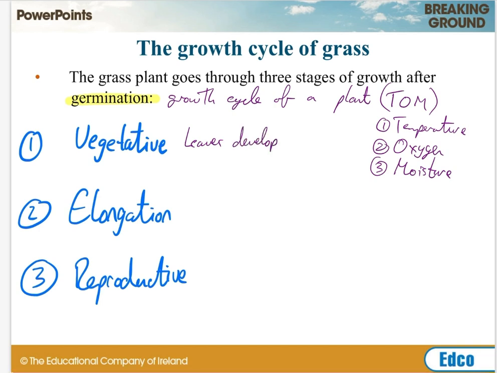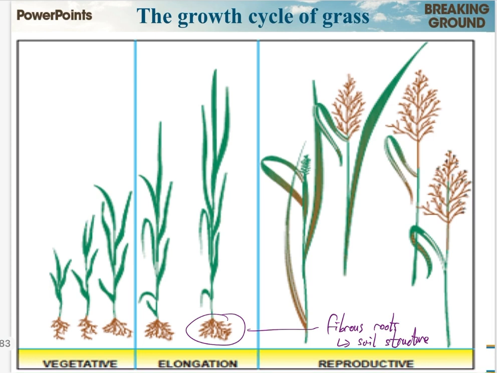In our elongation stage, our stem develops. And in our reproductive phase, our seed head develops. So we're going to go into these in a bit more detail now, but that is a quick summary of just the 3 different growth cycles that occur in grass. From this diagram here, we can see grass going through our vegetative stage, our elongation stage, and our reproductive stage.